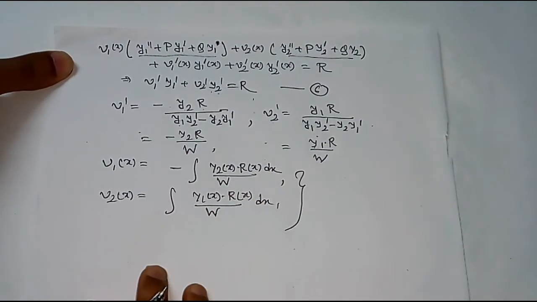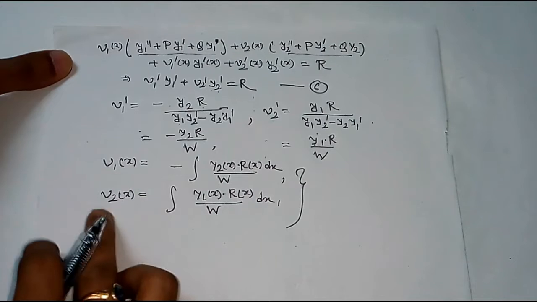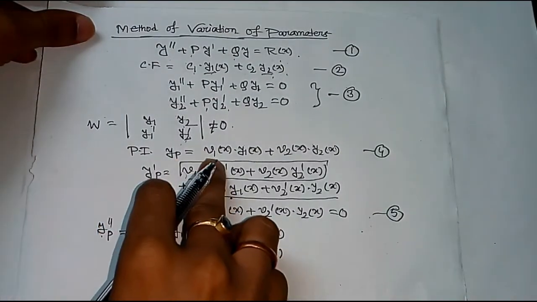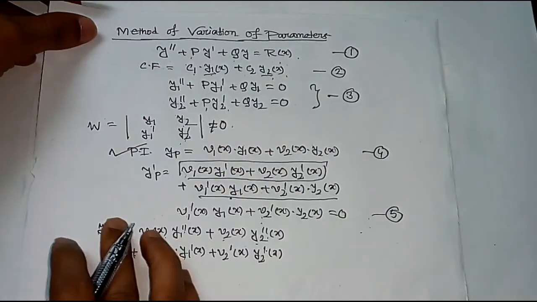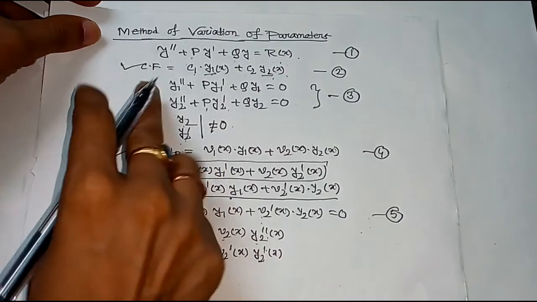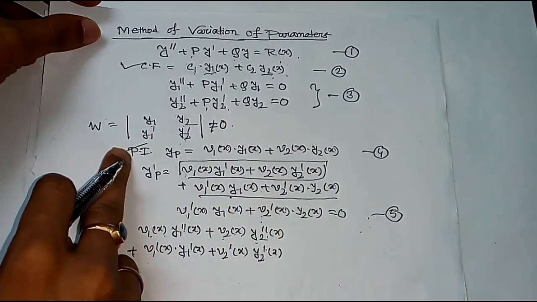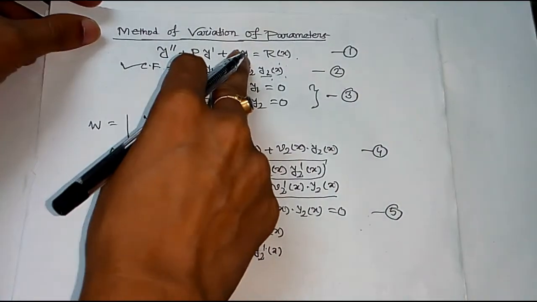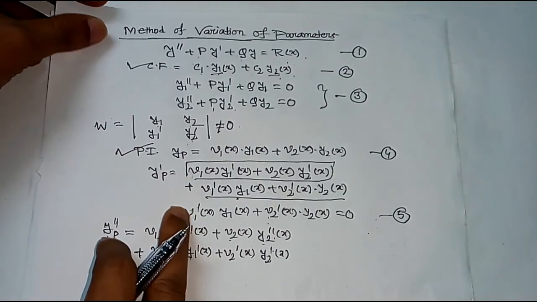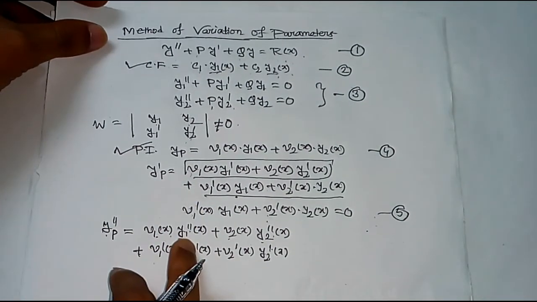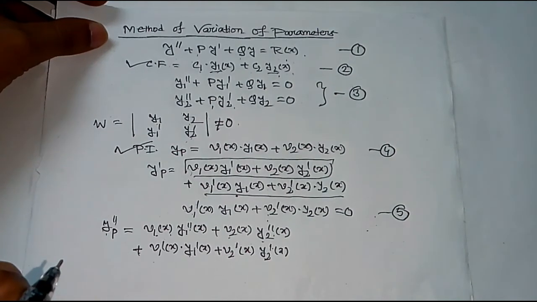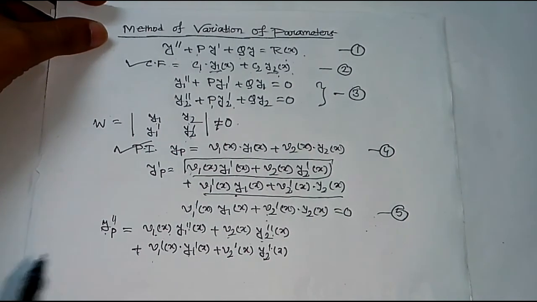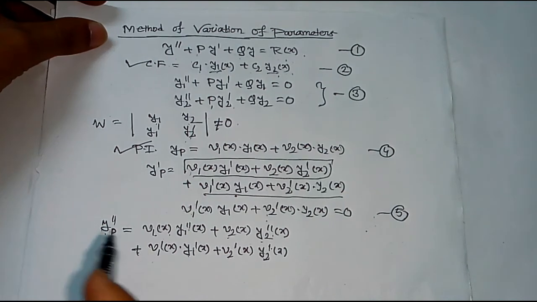So these two are our unknown functions. Once v1(x) and v2(x) are known, we can easily find the particular integral, that is v1 y1 plus v2 y2. Now the particular integral will be obtained, and we already know the complementary function. So joining these two, we can easily find the final solution of this equation. This method is known as variation of parameters, and it is very helpful when the particular integral is not easy to find. There are many problems where the particular integral can't be found easily, but if you use the method of variation of parameters, then the PI can be obtained easily.